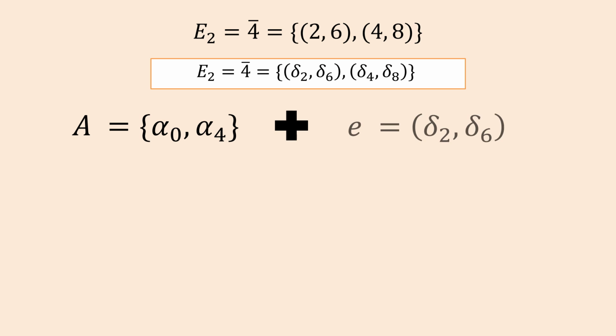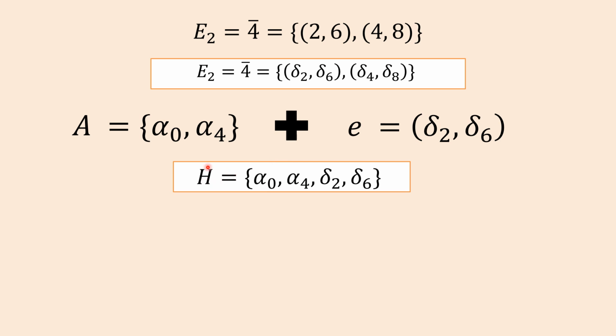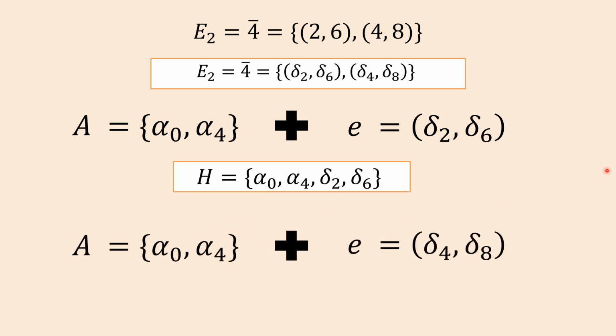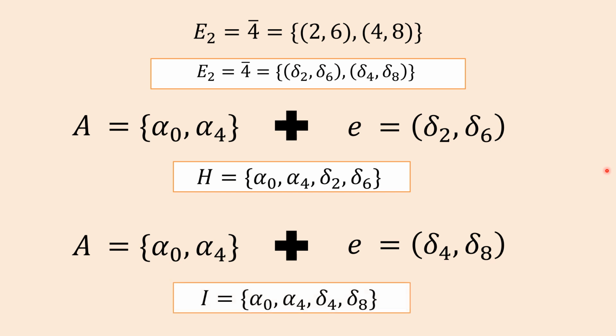Subgroup A plus the elements delta sub 2 and delta sub 6, we will get H. Subgroup H contains alpha sub 0, alpha sub 4, delta sub 2, and delta sub 6. Next, combining subgroup A with the elements delta sub 4 and delta sub 8, we will get the subgroup I that contains alpha sub 0, alpha sub 4, delta sub 4, and delta sub 8.